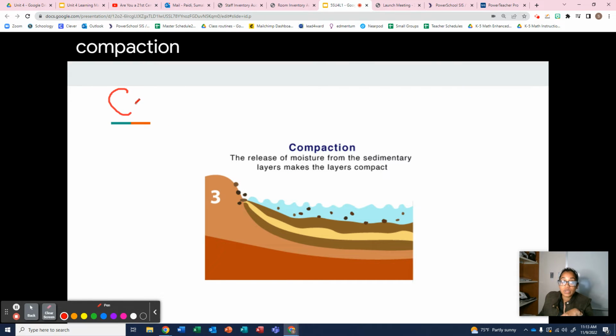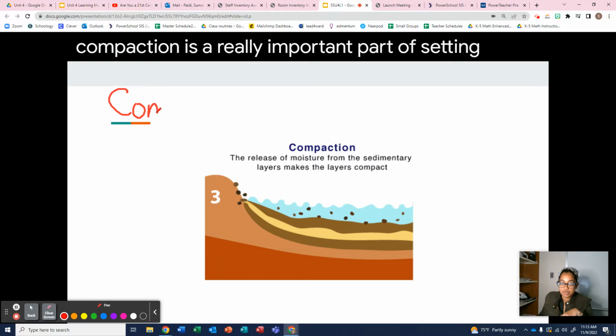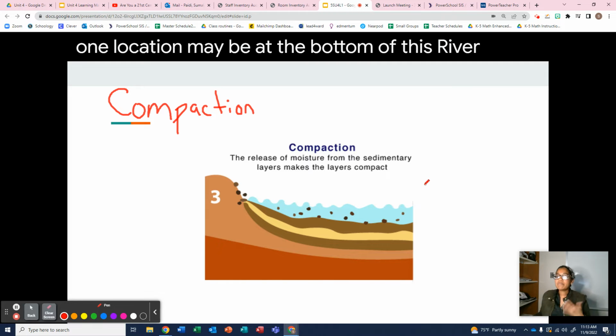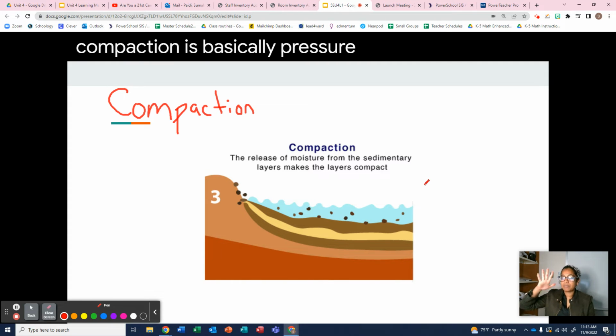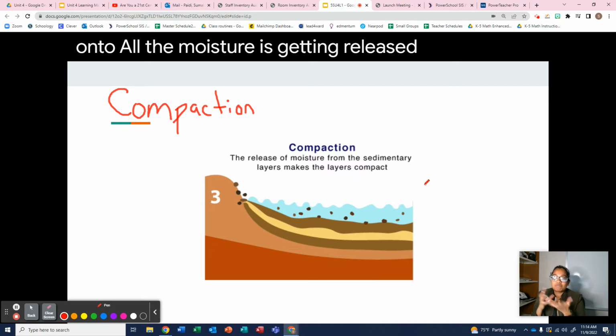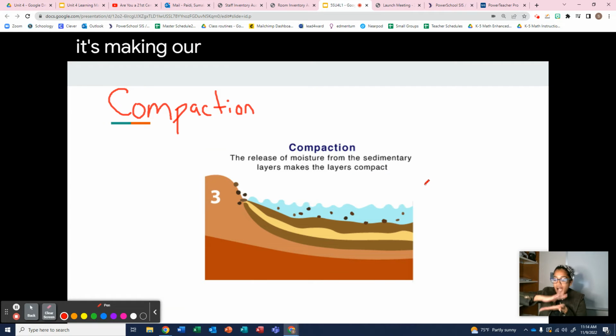Now let's look at compaction. Compaction is a really important part of sedimentary rocks. We have all of our little rock sediments that have been dropped off in one location, maybe at the bottom of this river. And compaction is basically pressure that is being pushed onto our rocks, and so the moisture is getting released, and it's making our rock sediments really tightly packed together.